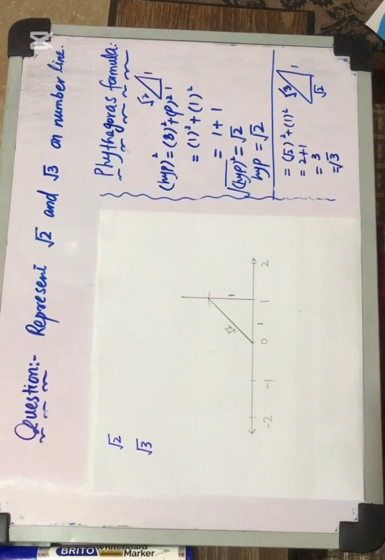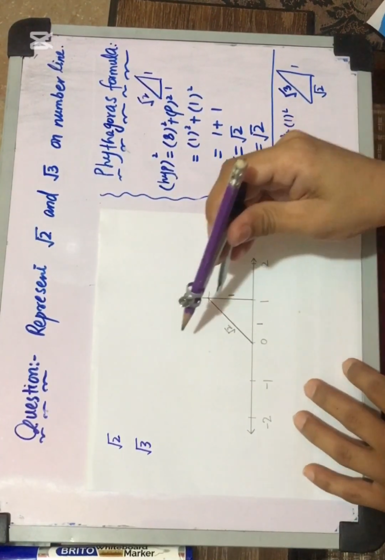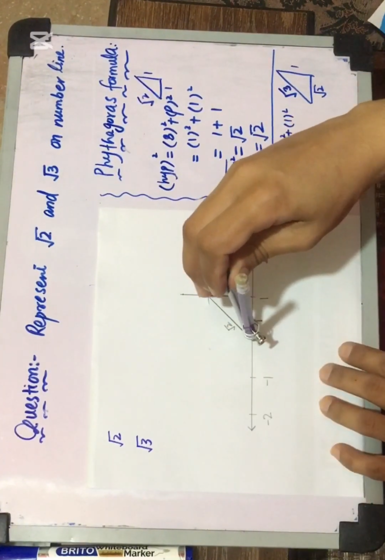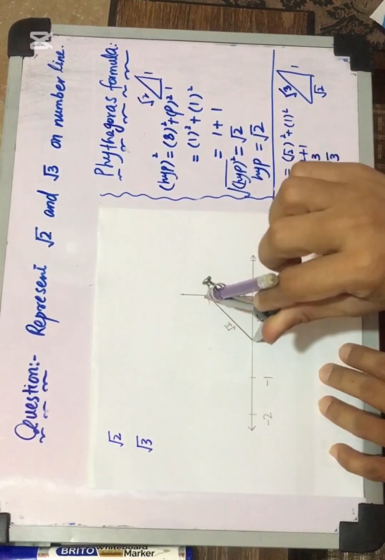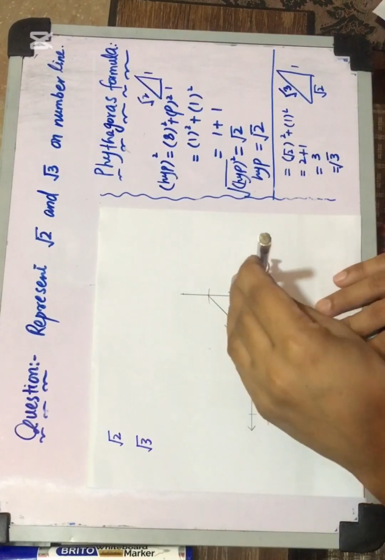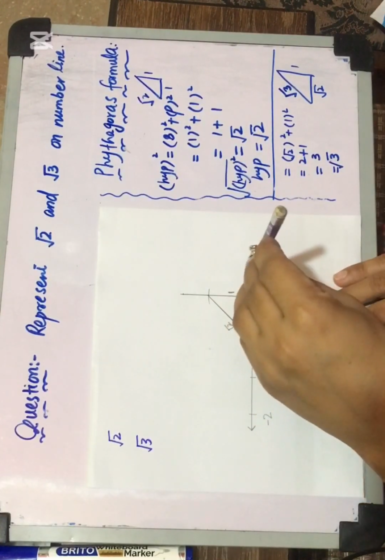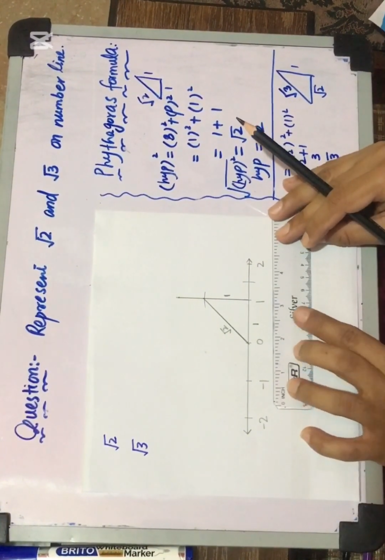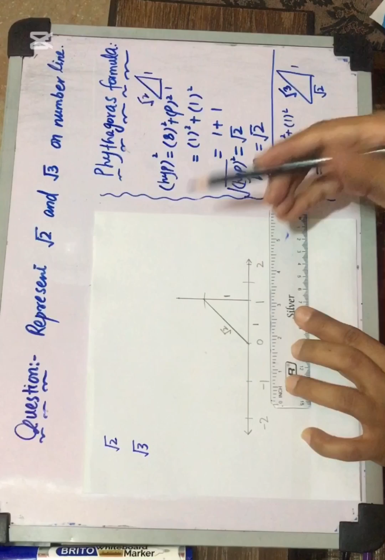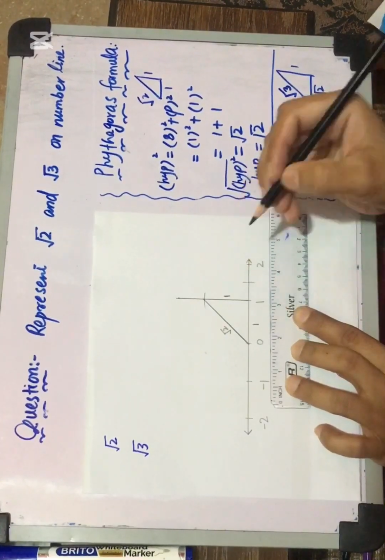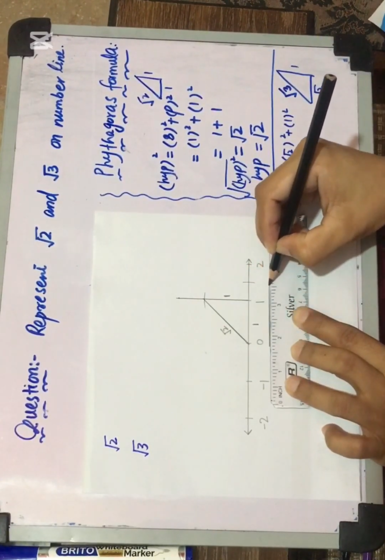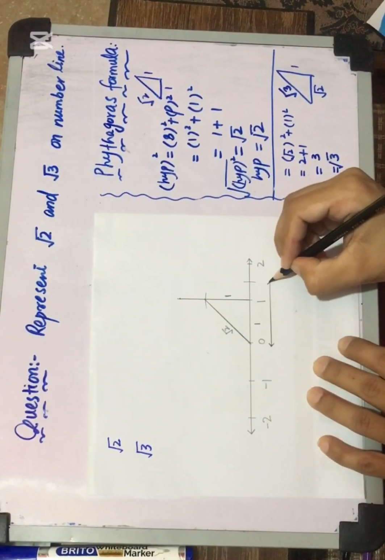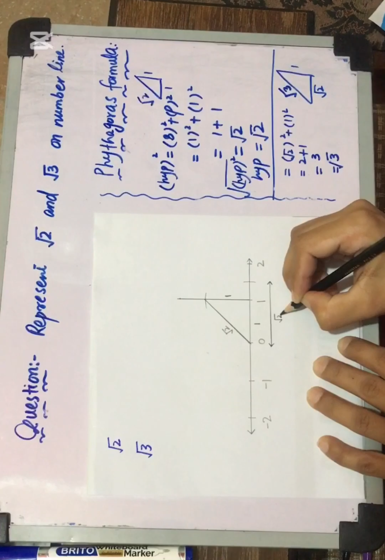Now measure the length of square root 2 and we will get the final representation of square root 2 on a number line. This is exactly the length of square root 2. So put your compass here and make an arc of length square root 2 on this horizontal line, and finally from this 0 to square root 2 we have a length of square root 2. So this is the square root 2 on a number line.